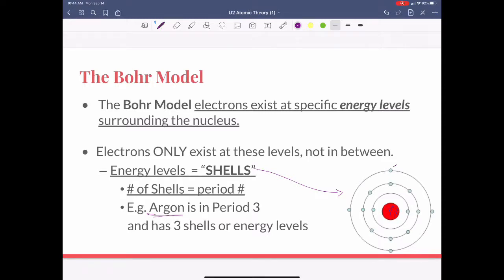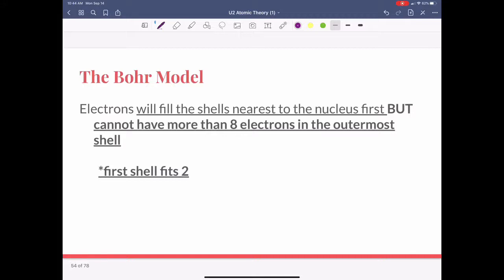When we draw a Bohr model, electrons fill each shell before going on to the next shell. Starting from the inside out, each shell can hold 8 electrons except for the first shell. The first shell only fits 2, and then every shell out from that holds 8. So it's 2, 8, 8, 8: first shell, second shell, third shell, fourth shell.